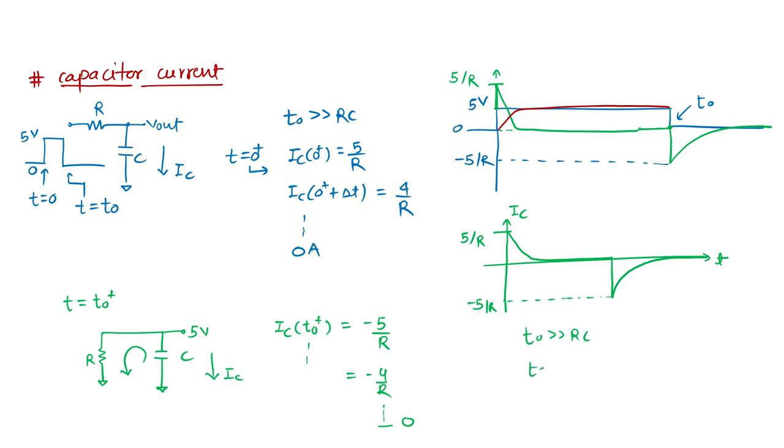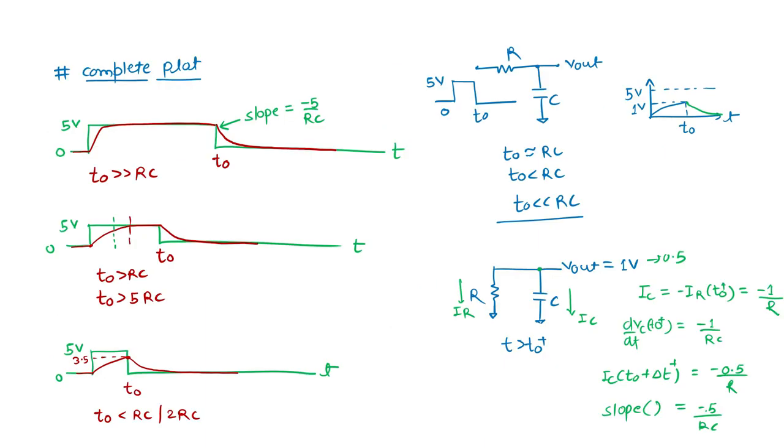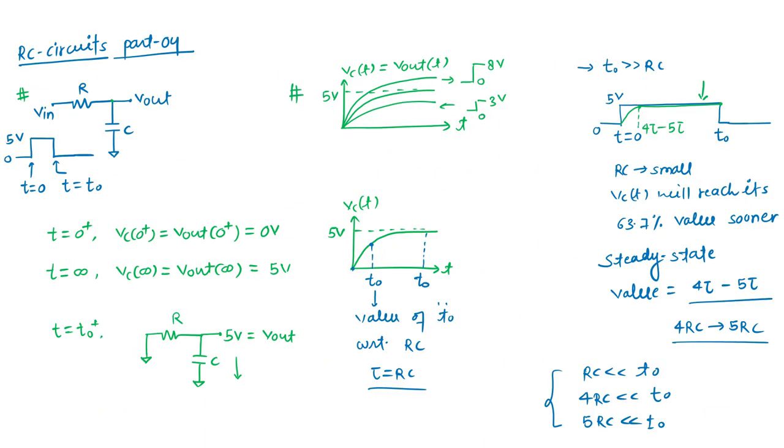When t naught is much lesser than the RC, what will happen? This is a point for your homework. You have to draw this IC plot for this particular case and analyze it properly. So we have seen this for this particular input excitation. In the coming video, we will take some different excitation and do more analysis for this RC circuit. So this is enough for this video.